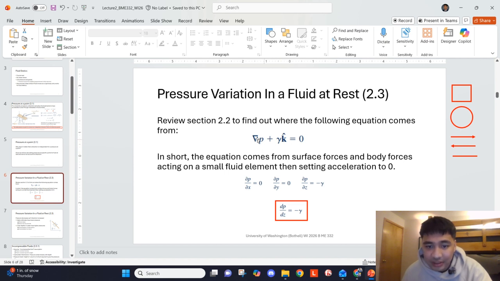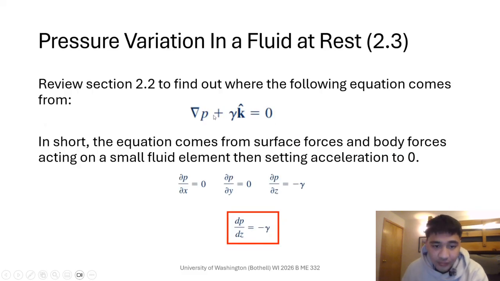But it basically sums into this: the gradient of the pressure, right, plus the specific weight in the k or z direction, where k is the unit vector, equaling 0. And the gradient from your multivariable calculus class basically just means to take the partial derivative with respect to that direction in all three directions. In short, the equation comes from the surface forces and body forces. That's where this equation comes from.